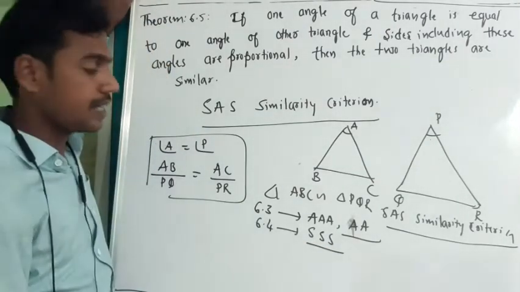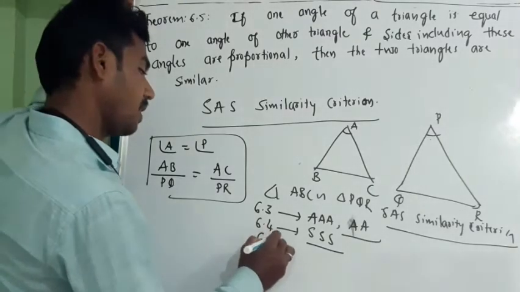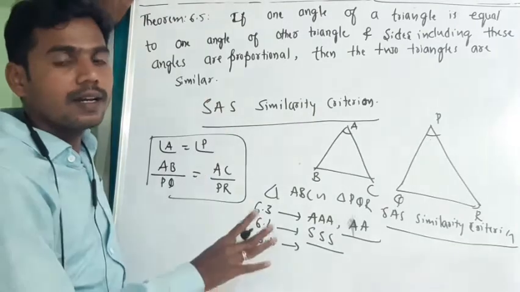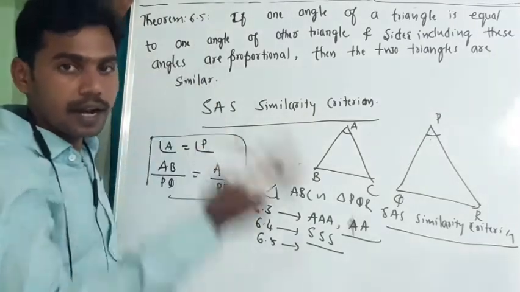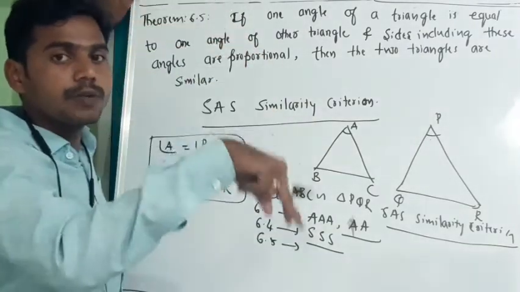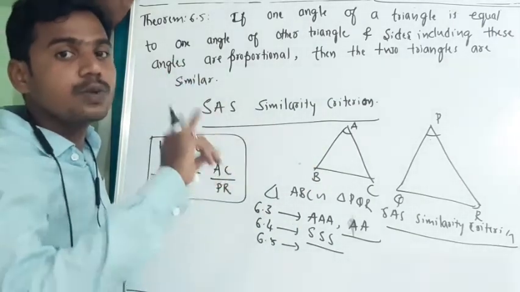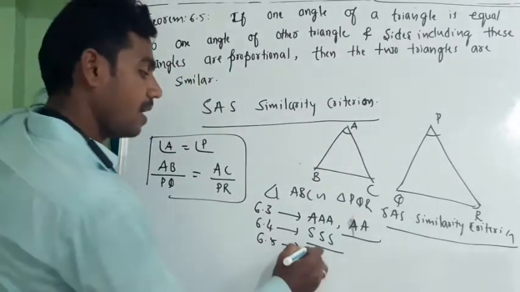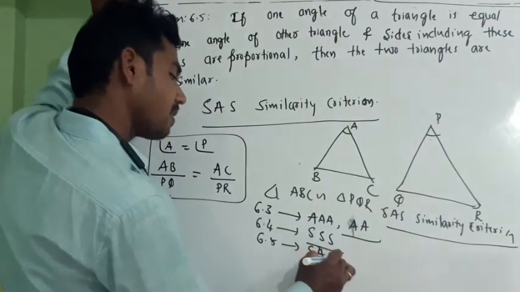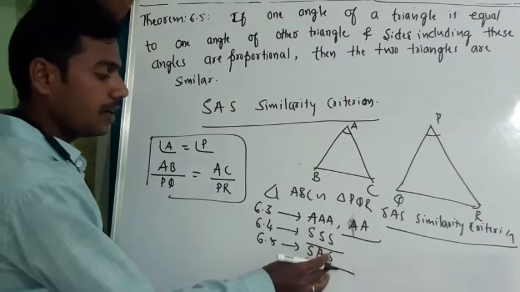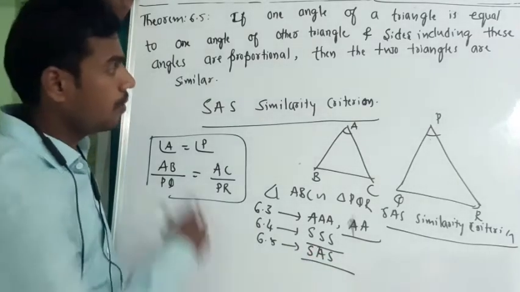Next, in case of 6.5, if one angle of one triangle is equal to one angle of the other triangle and the included sides of those two angles are proportional, then those two triangles are similar. That criteria is called side criteria. Two sides and one angle, and two included sides. Please note this down.